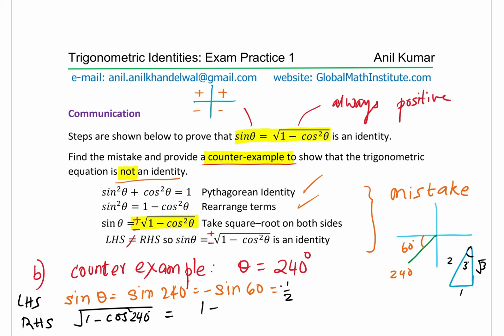So we get 1 minus, cos is adjacent over square root 3, so we get 3 over 4. So that gives you 4 minus 3 over 4, all within square root, which is equal to half. So you can clearly see that the left hand side is not equal to the right hand side. And that is how you are going to show with the help of a counterexample that this is not an identity. Is that clear to you? Perfect.